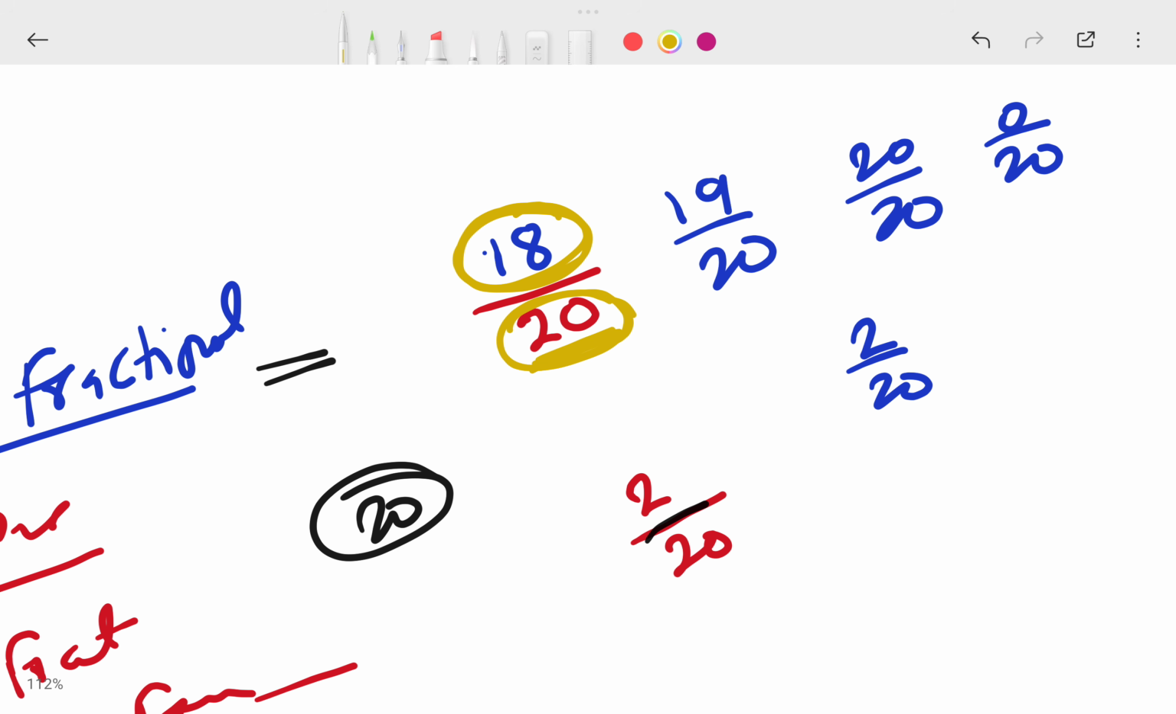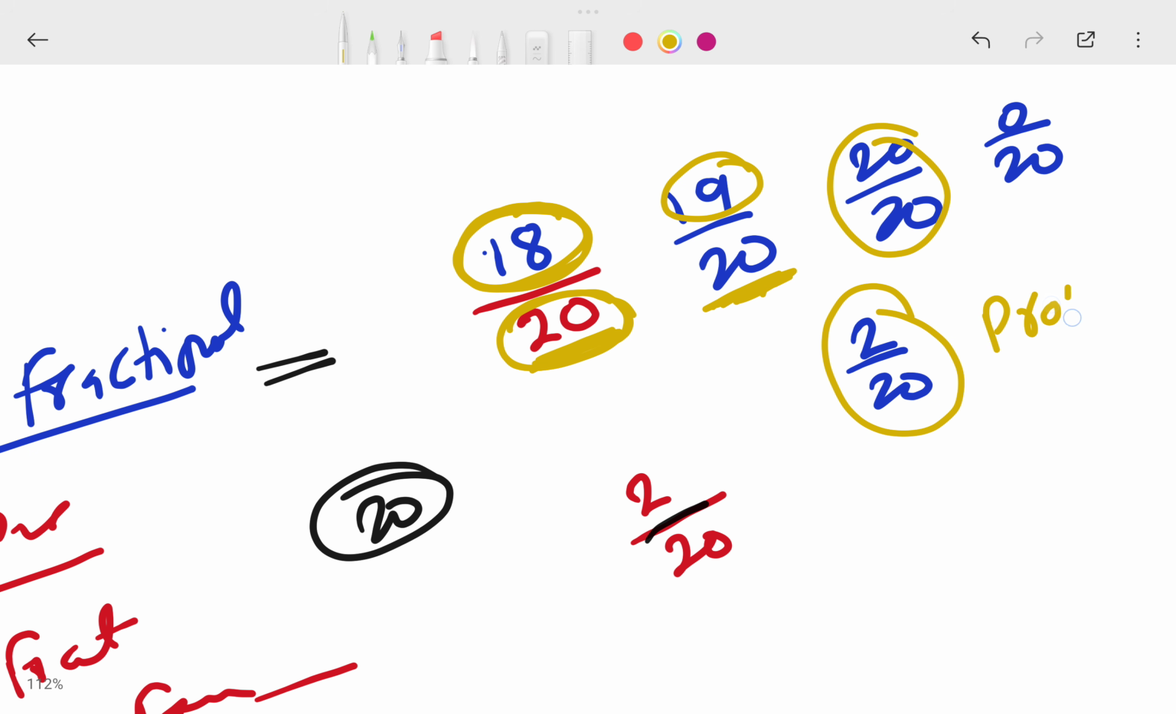Proper fraction means the upper number has to be less than the down number, otherwise equal to the down number. Like this 20 over 20, it is a proper fraction. Why? Because the 20 and 20 both are equal, so it is proper. Here, if you see, this 2 over 20 is a proper fraction. Why is it a proper fraction? Because here 20 is there and the upper part is smaller, okay now, that's why. Like how your exam marks are given, like that only, okay now.